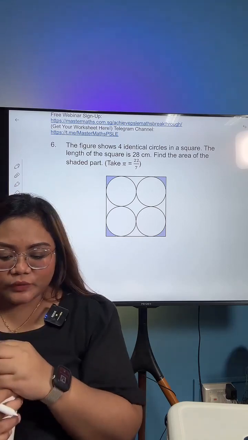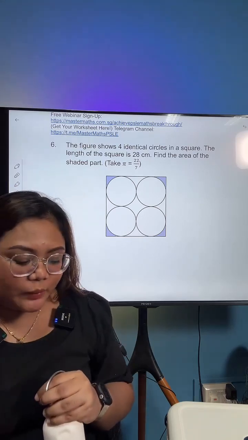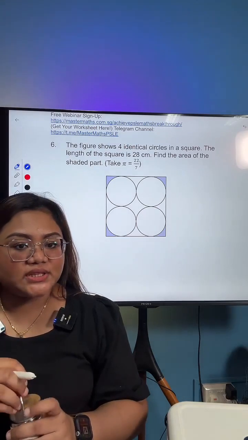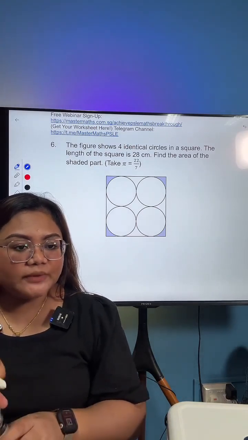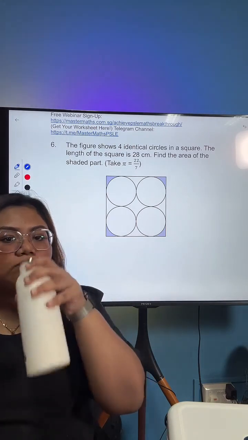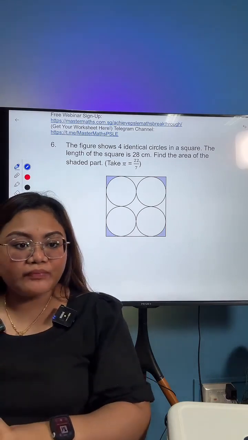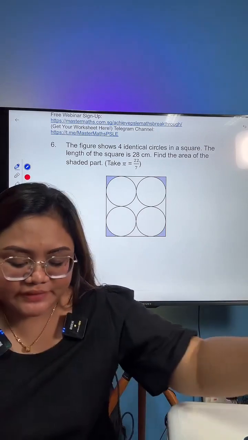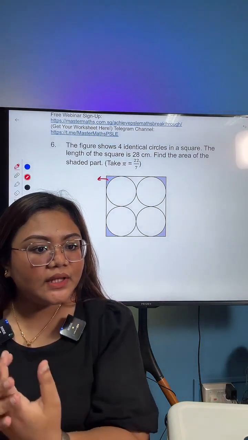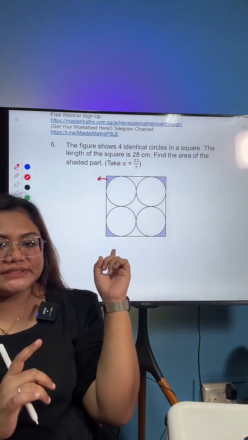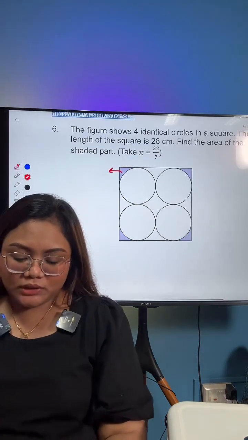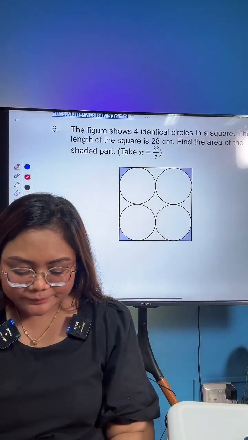Alright, how do we find the area of the shaded part? Now, this is where we look at common shaded region. So, what is the common shaded region here? Do we know the name of this thing? What is it called? Ben, you are correct. It starts with a B. It's called a boomerang.